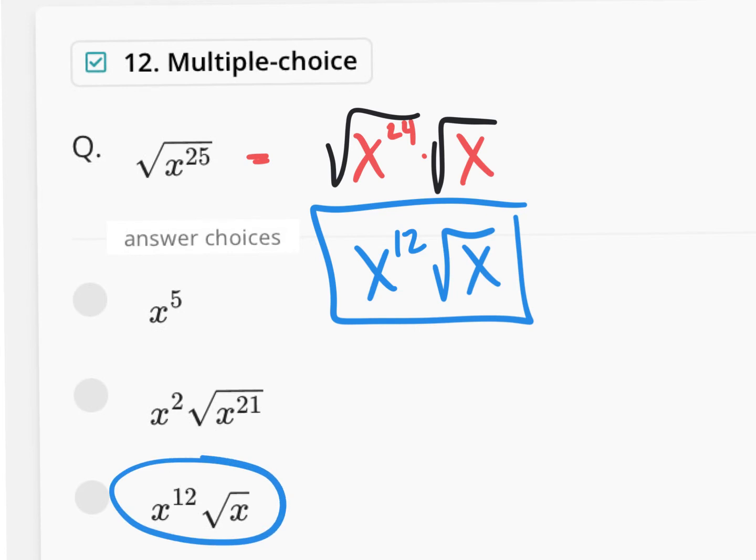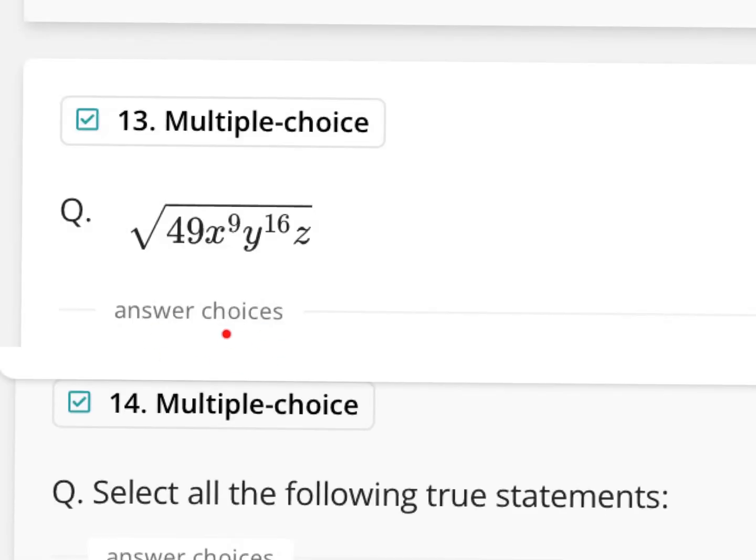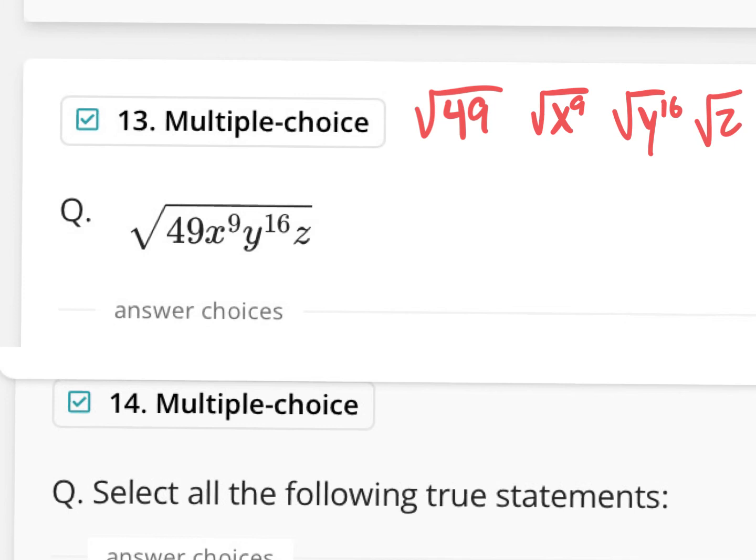Let's move on. I apologize on this one. The answer choices got cut off, but it's the same. Well, I'll explain it here. We're going to split the root to each and every one of these terms. The square root of 49, the square root of x to the 9th, the square root of y to the 16th, and the square root of z. Okay, which of these are really easy to do? Well, this one's easy to do. That's just 7, right? So 7 is going to be in front of your answer.